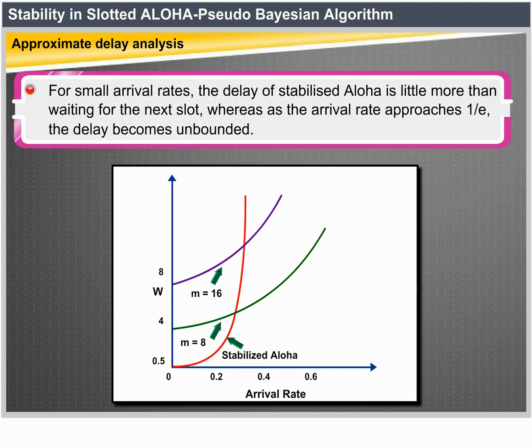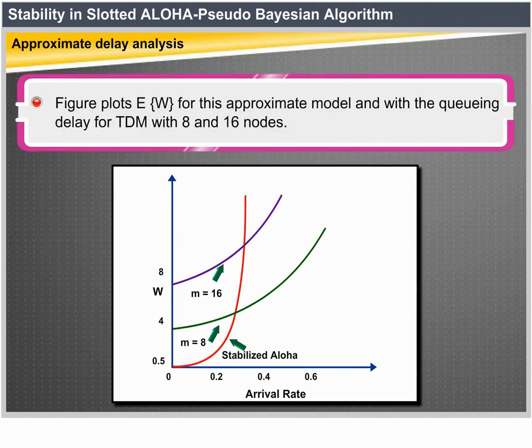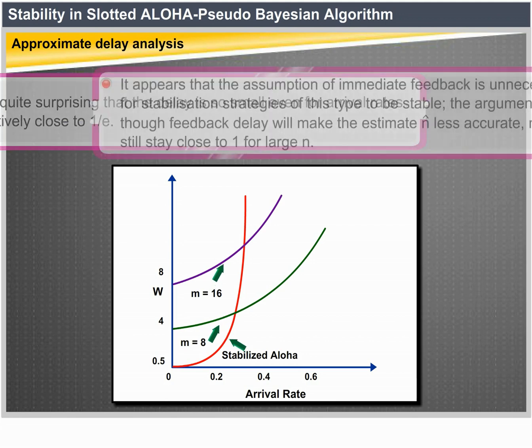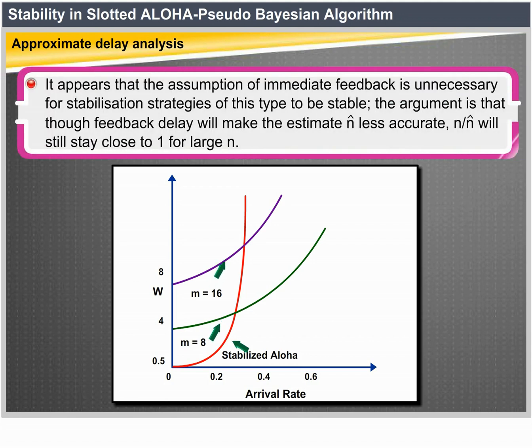The figure plots E[W] for this approximate model and with the queueing delay for TDM with 8 and 16 nodes. It is quite surprising that the delay is so small even for arrival rates relatively close to 1/e. It appears that the assumption of immediate feedback is unnecessary for stabilization strategies of this type to be stable. The argument is that feedback delay will make the estimate n-hat less accurate, but n/n-hat will stay close to 1 for large n.